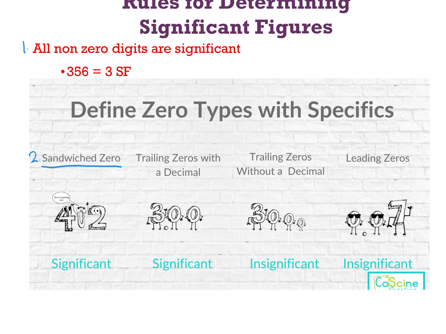A sandwiched zero is a zero in between 2 non-zero digits. Does that make sense? It's sandwiched. So let's say you have the number 402. There are 3 digits there, so there would be 3 significant figures. On your notes, write sandwiched 0, and then you could just do the example 402, and it's going to equal 3 significant figures.